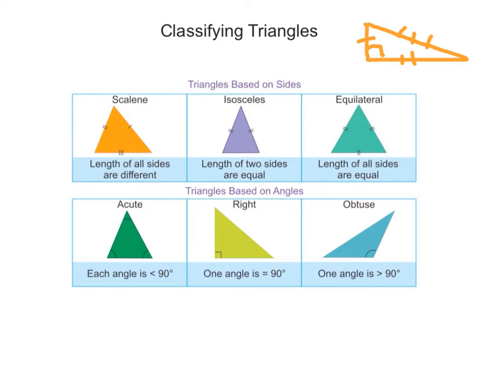Also, remember what it means to be a regular polygon. A regular polygon is a polygon with all equivalent sides and all equivalent angles. So the one regular polygon that is a triangle is your equilateral triangle. All your sides are the same and all of your angles are the same.